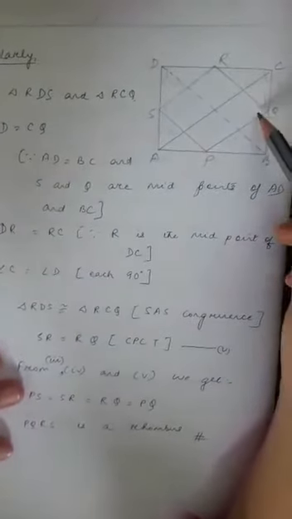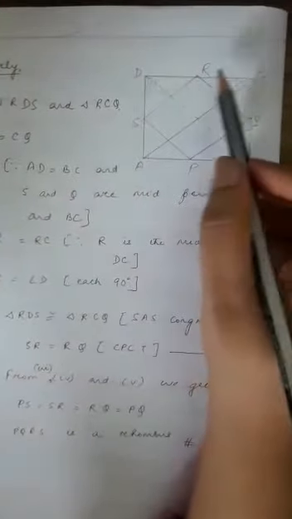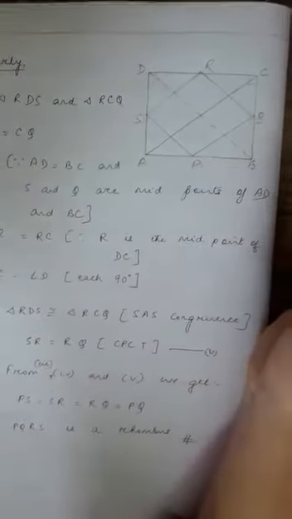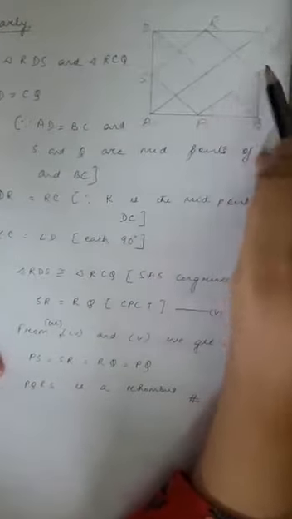So from the three conditions above, we can say that PS is equal to SR is equal to RQ is equal to QP. Therefore, the sides are equal, and since the sides are equal, we can say that PQRS is a rhombus.